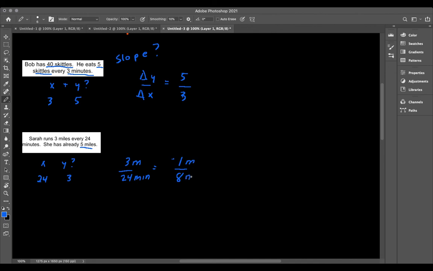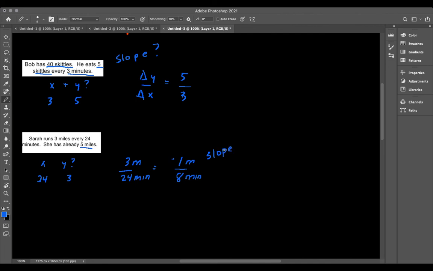Which is kind of similar to your unit rate. Unit rate is per 1 minute, or per 1 unit of whatever you're actually doing. So this would technically be the slope, but it also would be the unit rate as well. So sometimes the slope can also be determined as your unit rate.